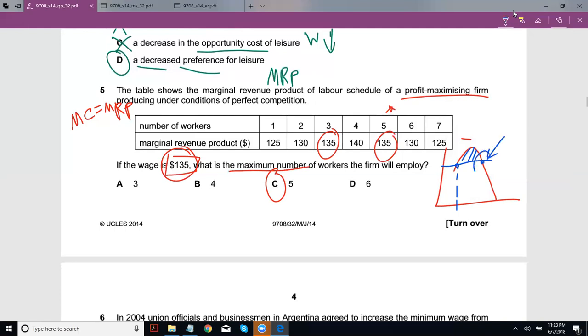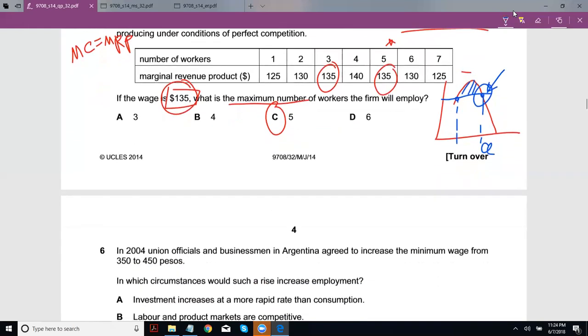You want to employ labor until this particular point, let's say Q, because after this point your MC will be below MRP. So this is the point where you want to stop. But before this point, MRP was above MC. Because of that as well, you would pick 5 rather than picking 3. So your answer would be C.